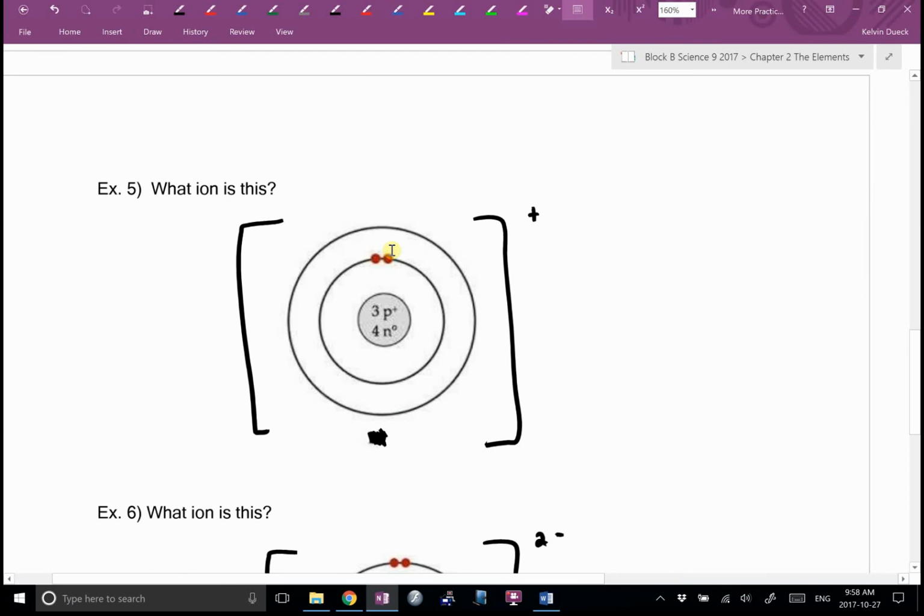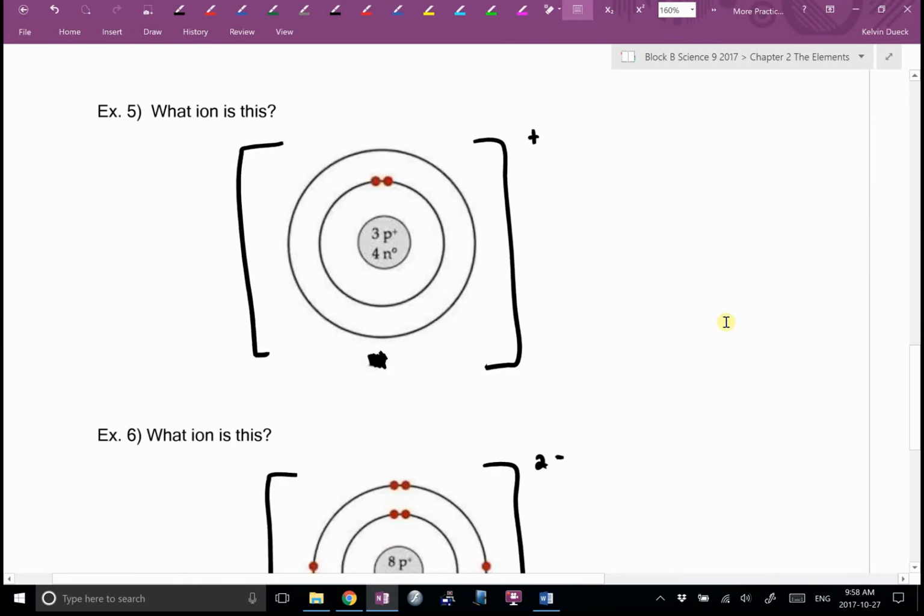Oh, what ion is this? Did they tell me the number of protons? So what element is it? Because that's what determines everything. It's lithium. What if they had colored that in? Could I still figure it out?